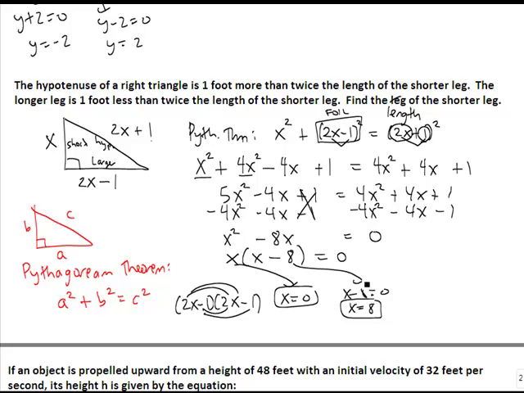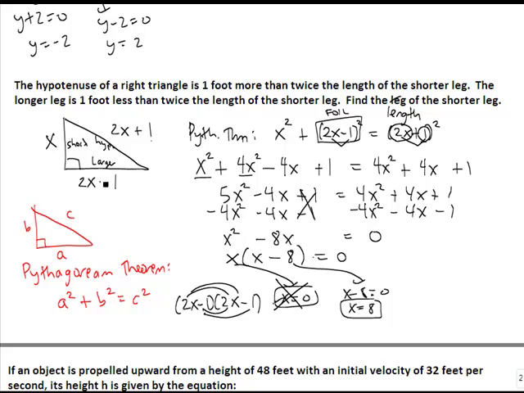Now remember, with word problems, sometimes the solutions that you get don't always work because of the context of the question. So we need to double check these. If x were equal to 0 and I were to plug that back in over here, the short side would be 0, which kind of doesn't make a whole lot of sense because then you wouldn't have a triangle. And if I put 0 in for the longer leg, we'd actually get a negative 1 length, which doesn't make sense at all.